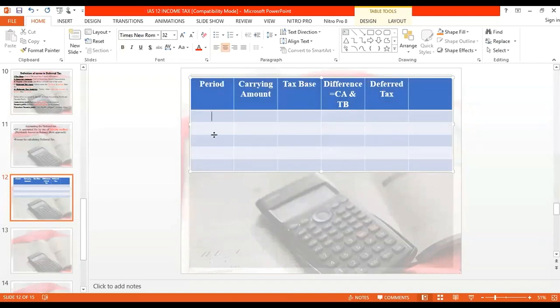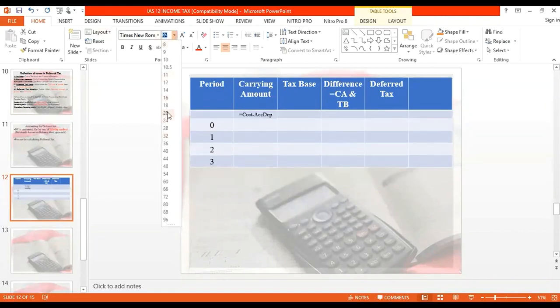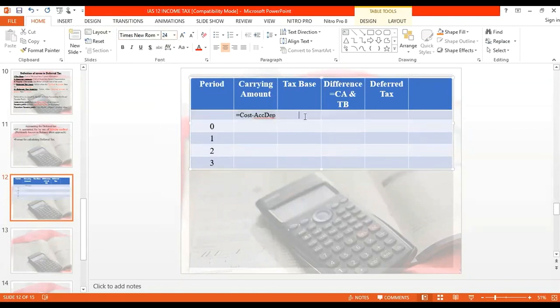Now, in periods, when you are showing your years, the year of acquisition of the asset is called year 0. Year 1 is the first year of use of the asset. Year 2, the second year. Year 3, etc. All the years. Remember, what is carrying amount? We have said it's cost minus accumulated depreciation. That is carrying amount.